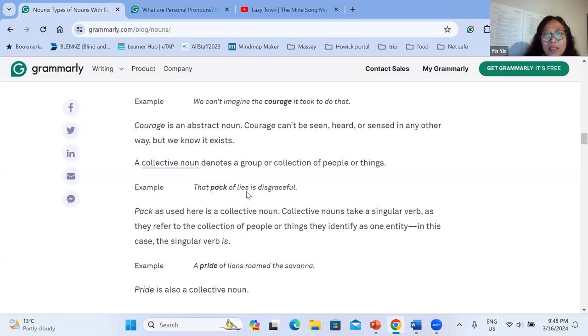Collective nouns, like a pack of lies. A noun phrase like that, a pack of lies: the noun phrase is singular, a pack of lies. So the verb is singular, the singular verb is. The collective noun is singular, right?